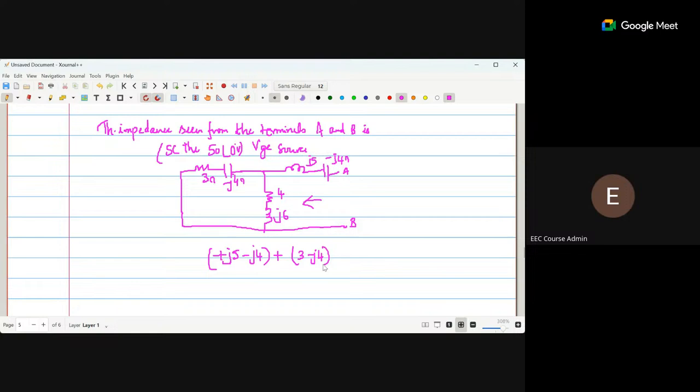So two impedances, two resistors in parallel, you will write it as R1 R2 by R1 plus R2. Similarly, impedances Z1 Z2 by Z1 plus Z2, where Z1 is 3 minus J4 and Z2 is 4 plus J6. So I'm writing it as Z1 into Z2 divided by Z1 plus Z2.